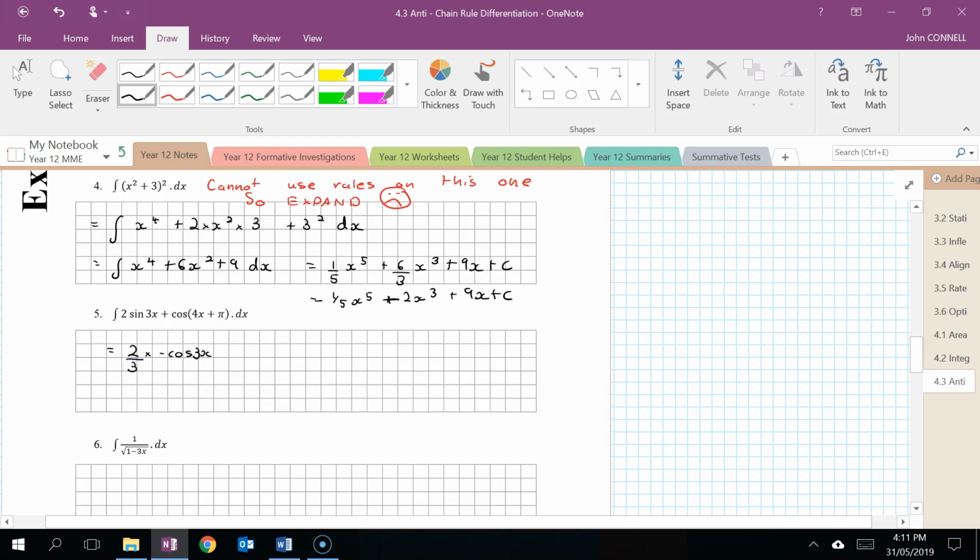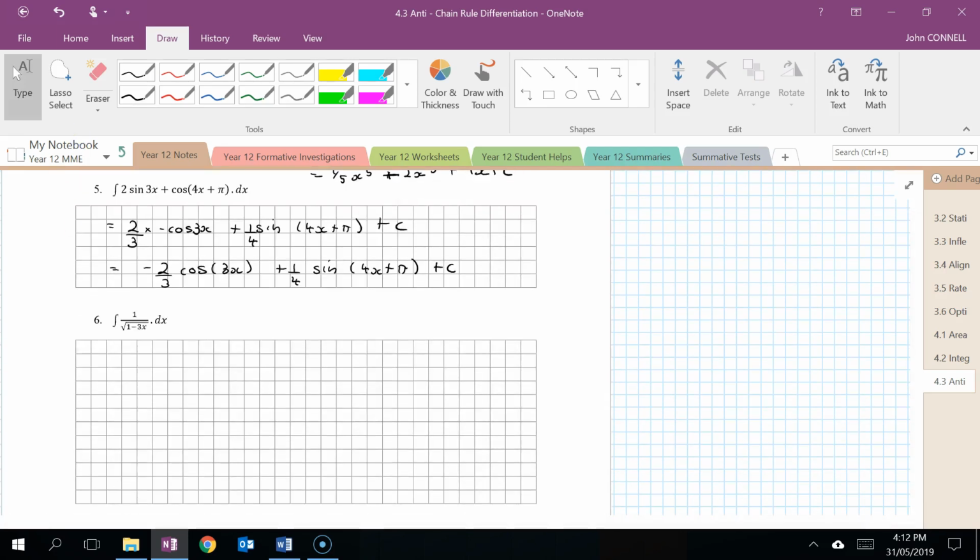Divide by that derivative of the inside function. Now, integral of cos is sine, so it'll be plus sine 4x plus pi. What's the derivative of 4x plus pi? Well, it's just 4, so it'll be 1 on 4 out the front. So we're going to get negative 2/3 cos 3x plus 1/4 sine 4x plus pi plus c. Okay, I forgot that one again, so I hope you're yelling at your computer screen.